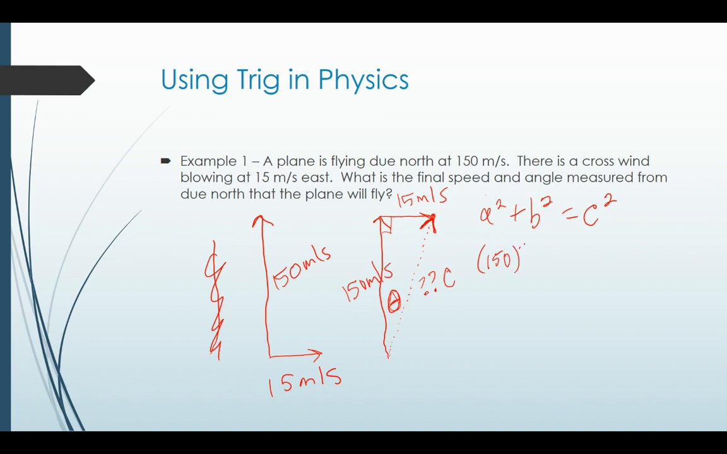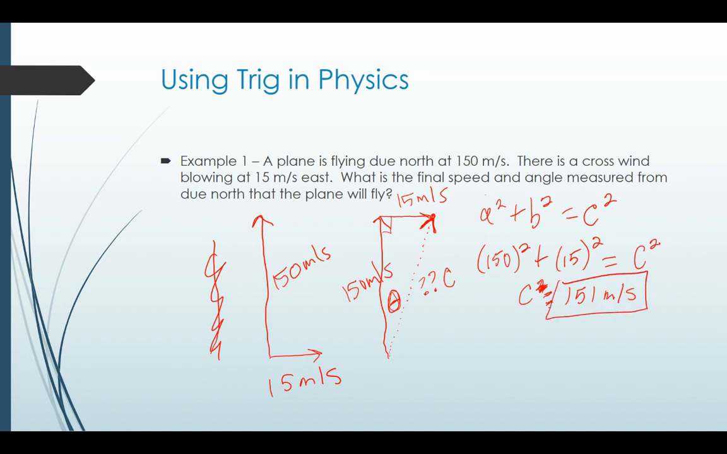So 150 squared plus 15 squared. And honestly, there's more than one way to solve this. You could solve for theta first using tangent, and then use sine or cosine to find the c value, or you can do it the way I'm doing it and use the Pythagorean theorem. I'm not going to solve for c squared, just going to solve straight for c. You should end up with this once you type it into your calculator. Again, I encourage you to solve for these. Pause the video, solve for them, and make sure you're getting the same answer.